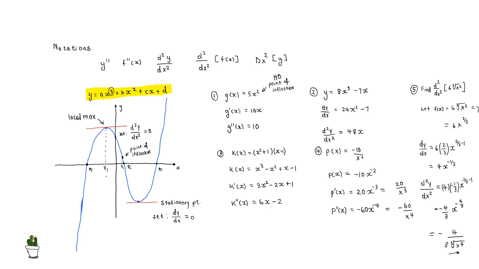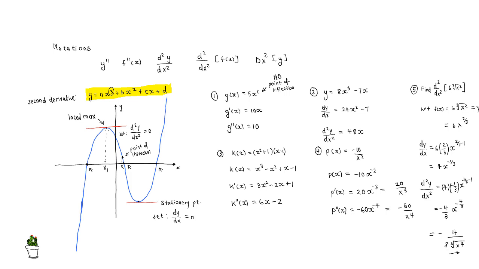Okay, if you want to test or verify that this is a local maximum, we use the second derivative test. The second derivative test says that first of all, you must have a stationary point at x equals 1. So dy/dx must equal 0 at that x value. If that is the case, in other words, you have a stationary point.